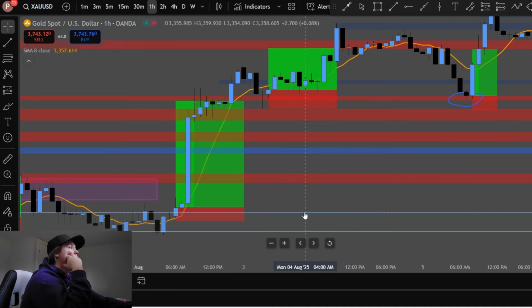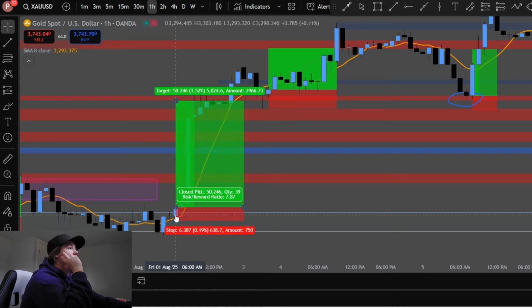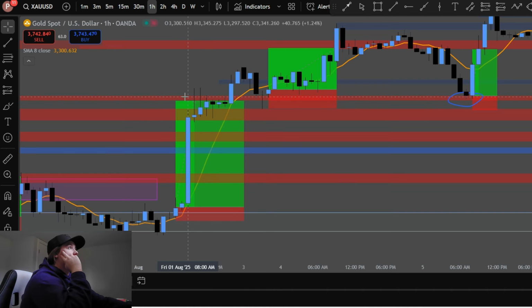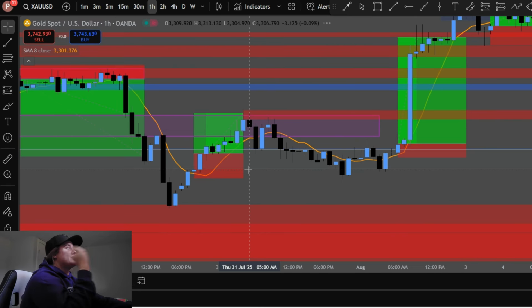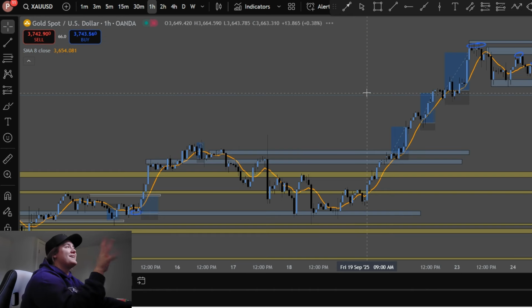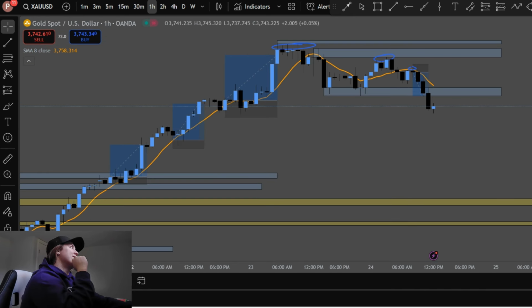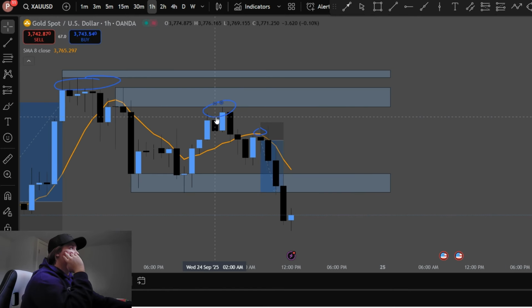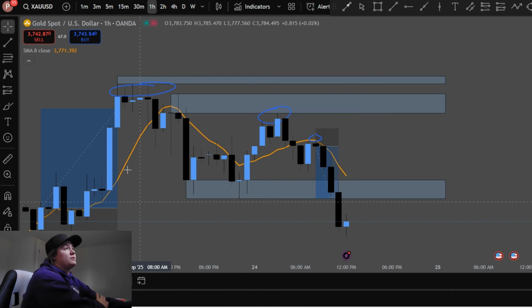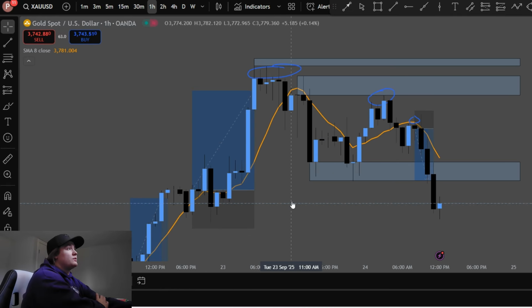It just all depends. As you see here, we have a rejection, got in right after that, targeting these zones. Obviously, all these were probably not there at this point, but that's why I'm saying it's a little messy, which is why I'd say maybe just mark out the 1 hour highs and lows of when you are trading. I haven't clicked this chart at all, so as you can see, it's all over the place.